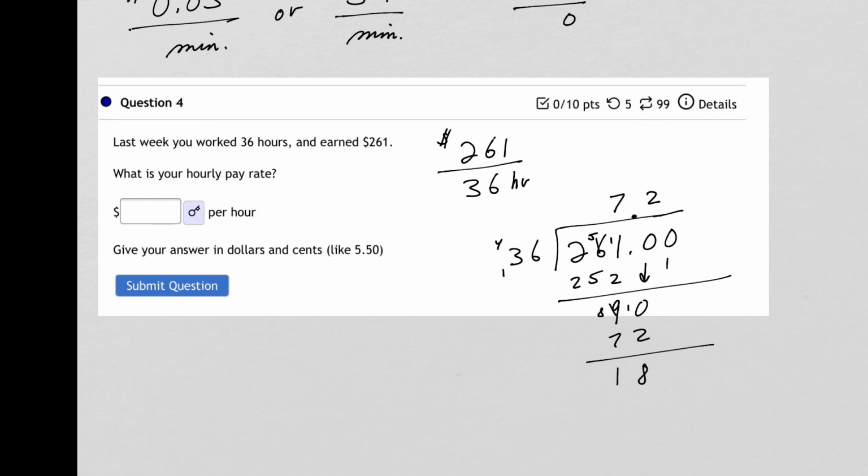And I bring down the next digit, which is a 0. And then 36 into 180, actually it turns out it goes in exactly 5 times, right? So 5 times 6 is 30. 5 times 3 is 15 plus 3 is 18. So it goes in exact, right? Remainder 0. So what we found is that the hourly rate, right, the unit rate is $7.25 per hour. So this is going to be $7.25.